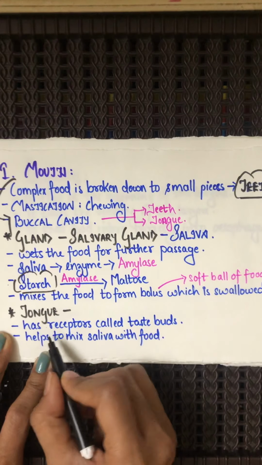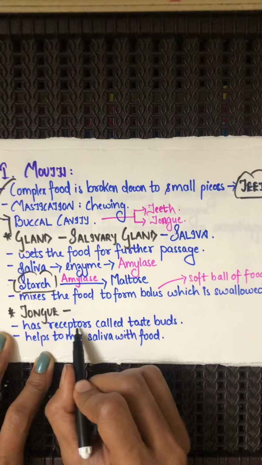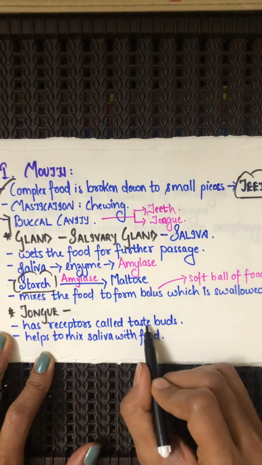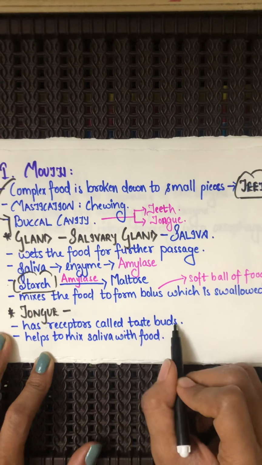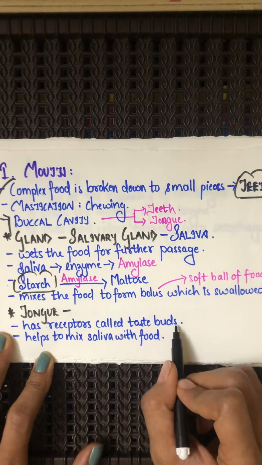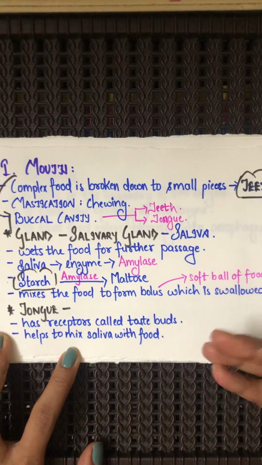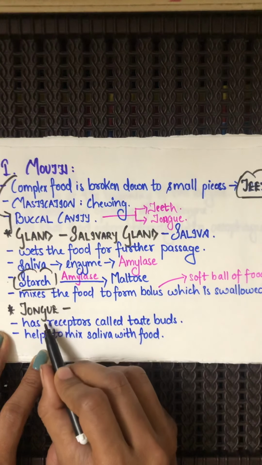Yes, can you see over here? So what is the function of the tongue? It has various receptors which are termed the taste receptors or taste buds, which can identify various tastes such as sweet, sour, bitter, and so on. Yes, that all of us know.